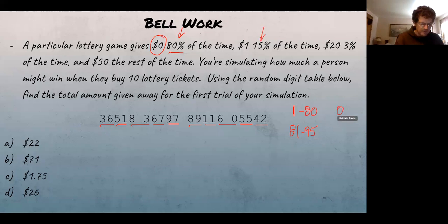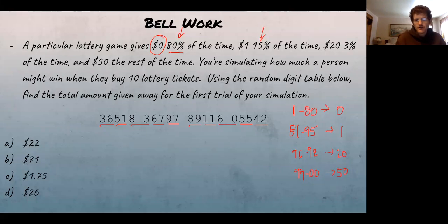So 0, 1. And then I could win $20 or $50. And this is going to be from 96. It's 3% of the time. So that's going to be from 96 to 98. And then the rest of the time, that represents 2%. If you do the math, that's 99 to 100, and I'll just put to 00 right there.